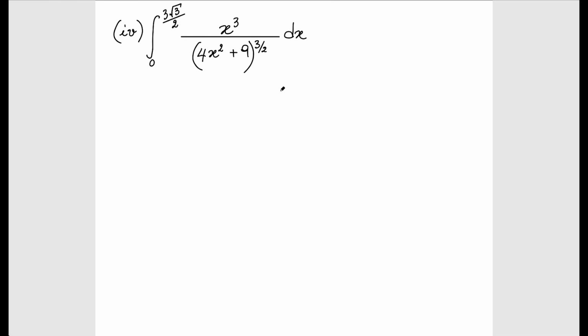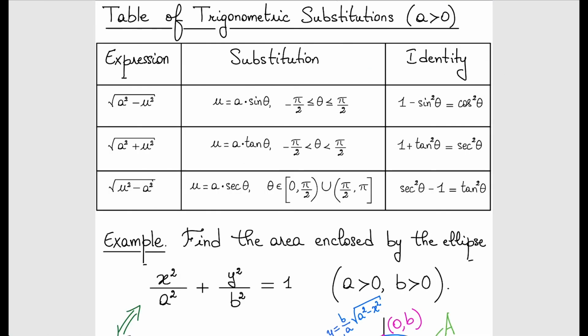So how can we handle this? This is of the form variable squared, right? I can think about the base being 2x here, plus a positive entity, right? So you can think about this as definite integral from 0 to square root of 3 over 2 x cubed divided by the 4x squared may be thought of as 2x squared plus the 9, which is 3 squared to power 3 halves dx. Correct? And this is of the form variable squared plus positive entity. If you go back to the table, this is of this form, right? This form here, which means that this would be a plausible substitution.